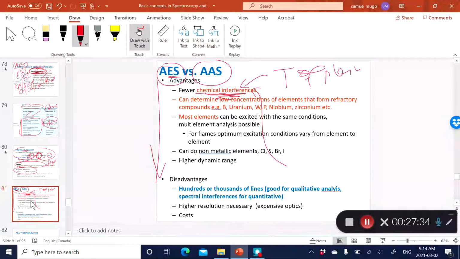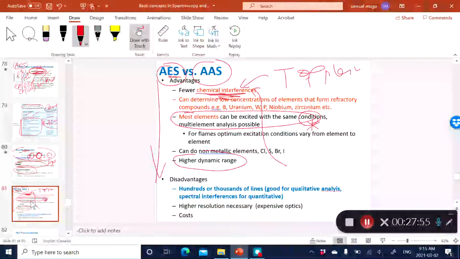Now, one other advantage is that you've got a very high dynamic range, and of course all of us understand what a dynamic range is. Another important thing, and this is very important, is that you can analyze multiple elements at the same time. Remember, AAS can only analyze one single element at a time. With ICP, you can analyze almost everything in the periodic table at the same time.